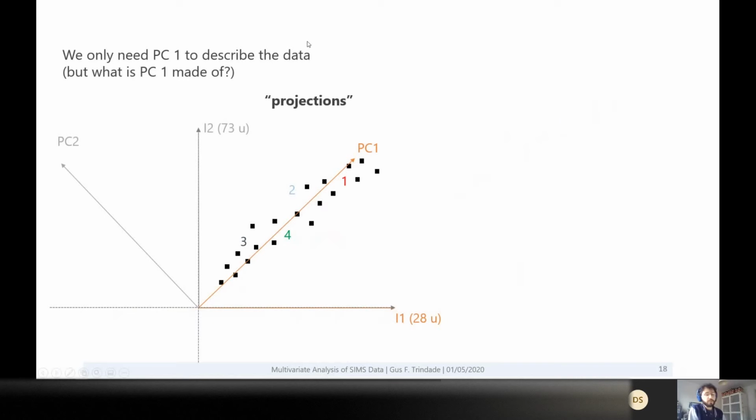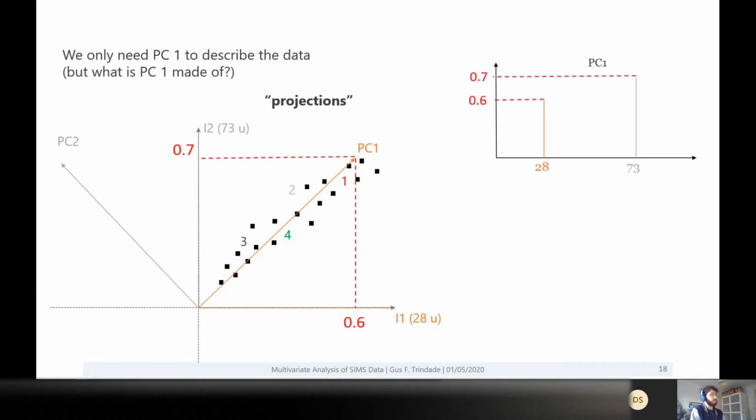So obviously, when you do this, you lose the whole structure of the chemistry of your data. You know you have PC1, but you don't know what PC1 is. What we know is it's some contribution from 28 and 73, but it's just PC1. So that's why we also use what's called the loadings, and these are projections of this PC1 onto the original axis. So you can see it depends on how much you rotate. You see the contribution to PC1 from both the original axes.